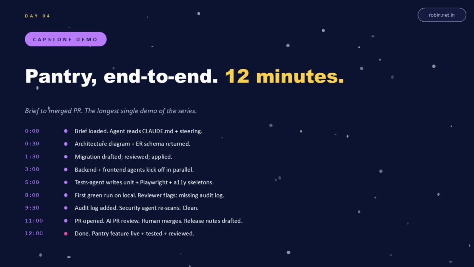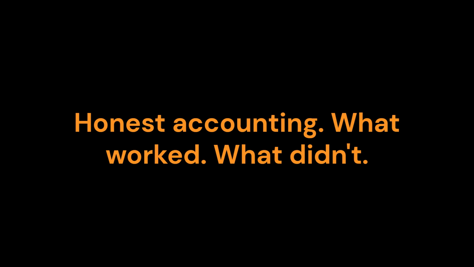At 8, first green run on local. The reviewer flags missing audit log. At 9:30, audit log added, security agent rescans, clean. At 11, PR opened, AI PR review, human merges, release notes drafted. At 12, done. Pantry feature live, tested, reviewed.